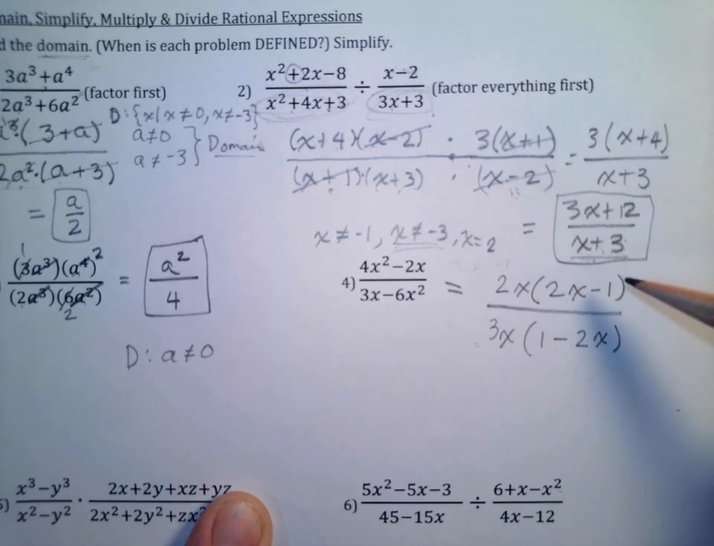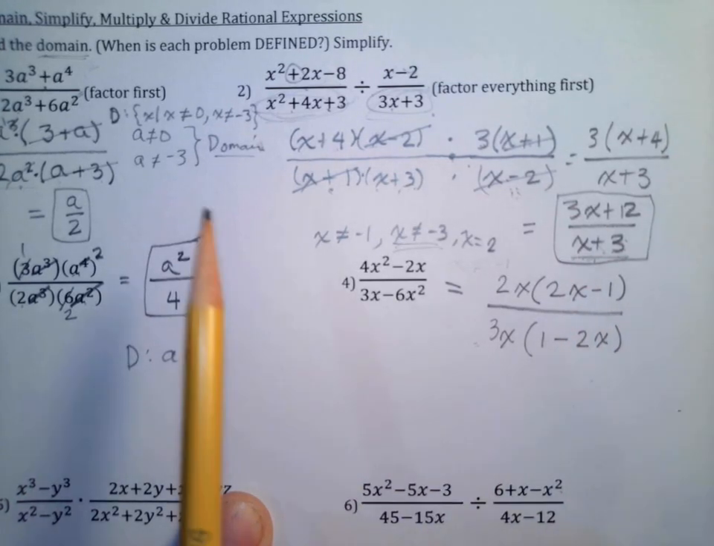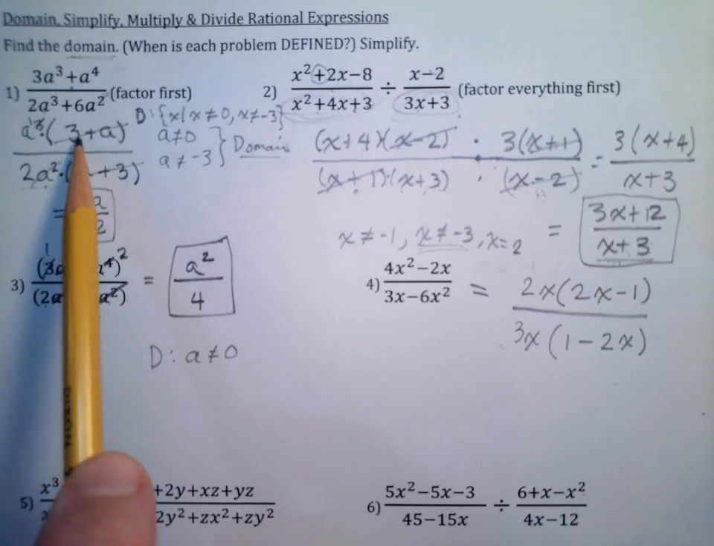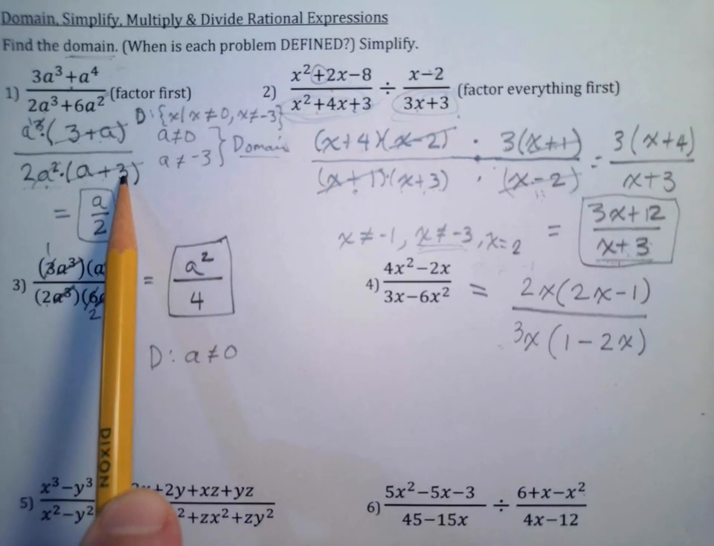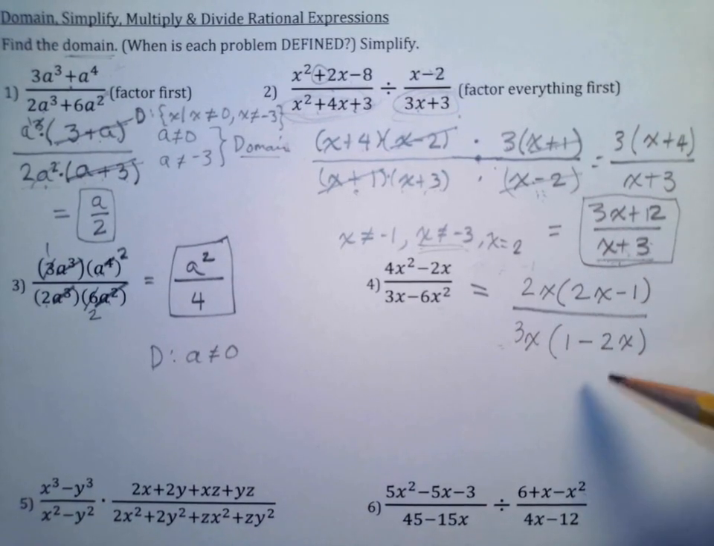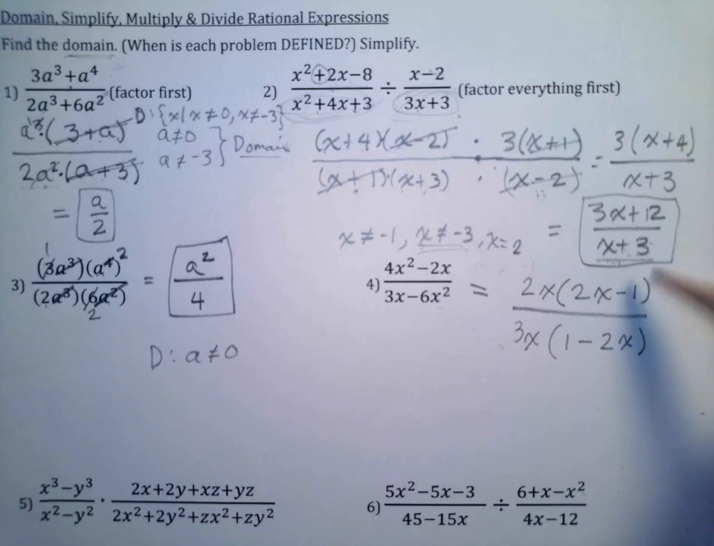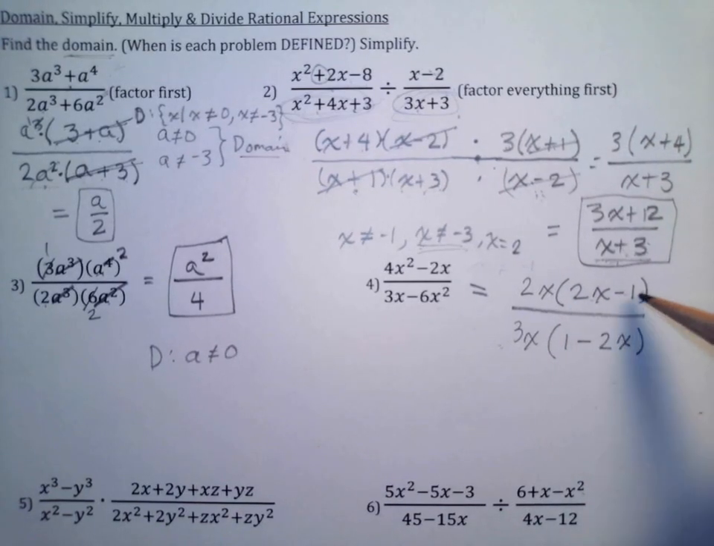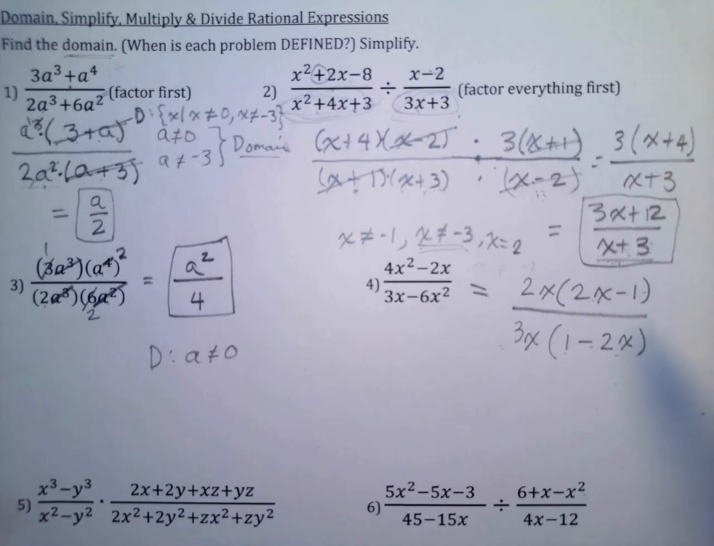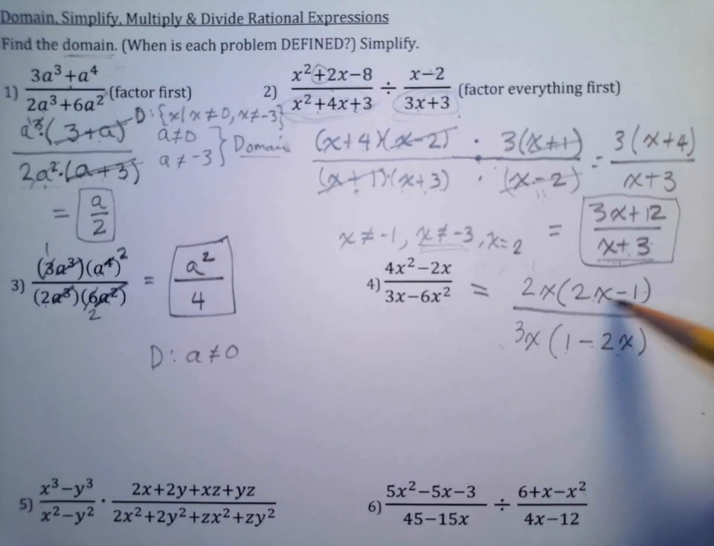Now, these two binomials, like up here on number 1 we had 3 plus a and a plus 3, we could just cancel those out. But we can't cancel these two out. They're not exactly the same. 2x minus 1 and 1 minus 2x are not identical. The commutative property of subtraction does not apply. There is no such thing. So I can't just cancel these out.